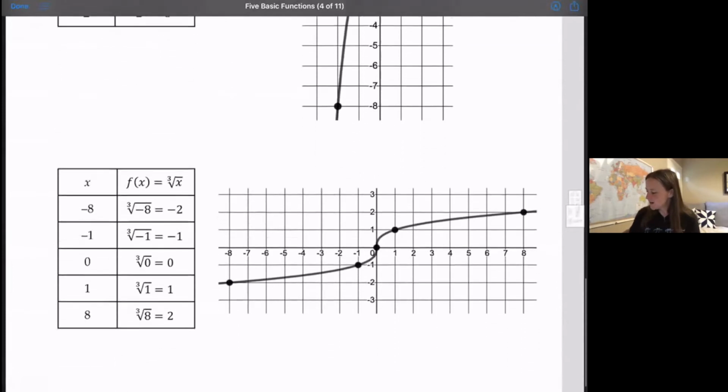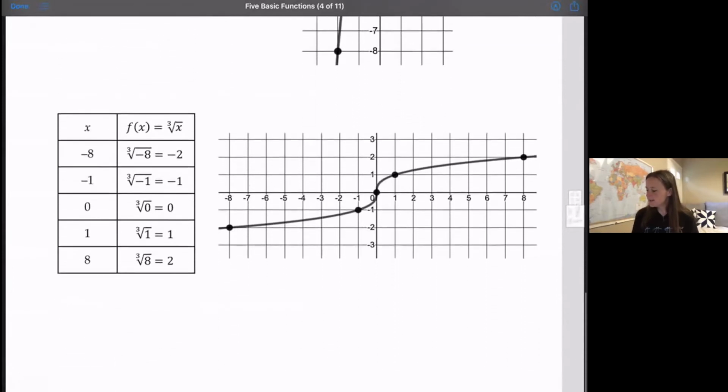All right, and our last graph is the cube root of x, and that looks a whole lot like x cubed, with good reason. Those are partner functions. And this one kind of looks like the square root graph, but it also has that left-hand side because you can take the cube root of a negative number. So we'll be using these functions a lot today as we talk about transformation rules.